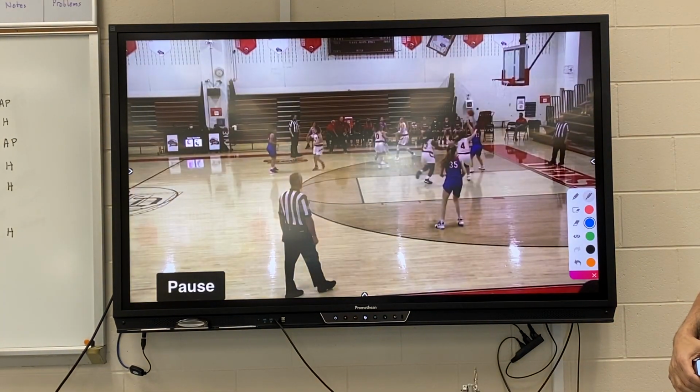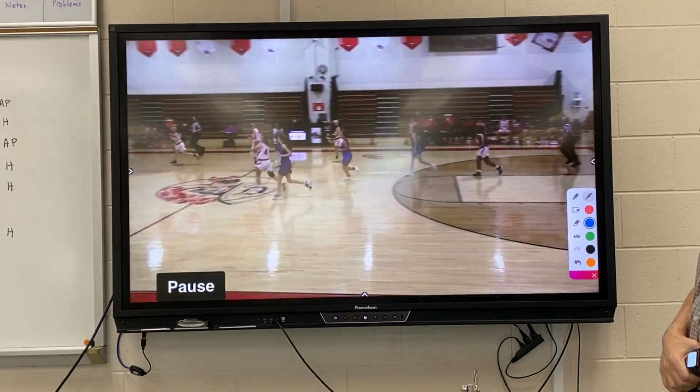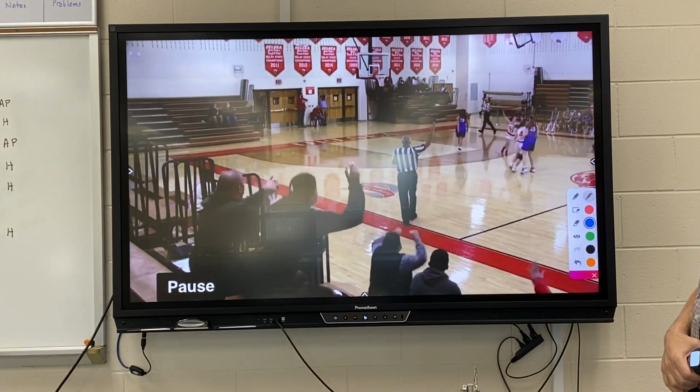Okay, the next one we're going to look at is Emily taking a shot, not this one, but this shot at the last second, a half-court shot.